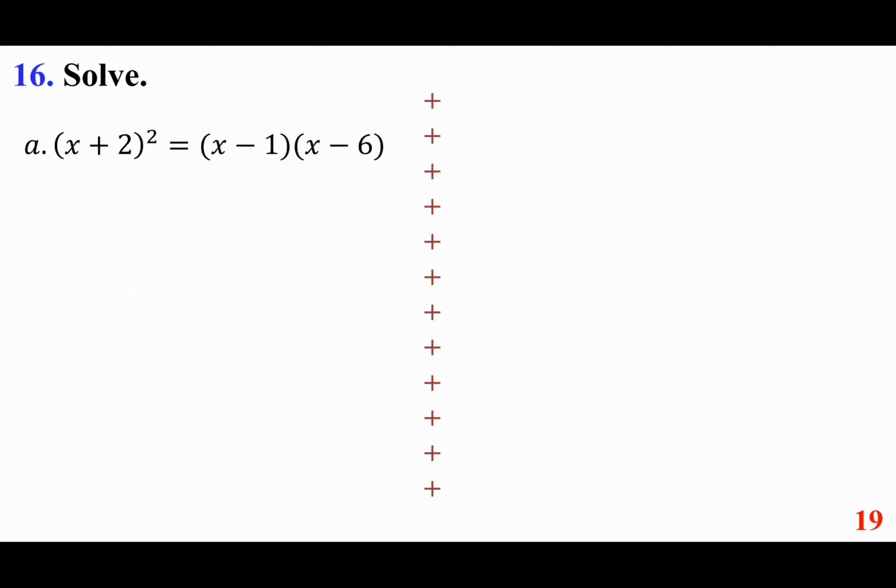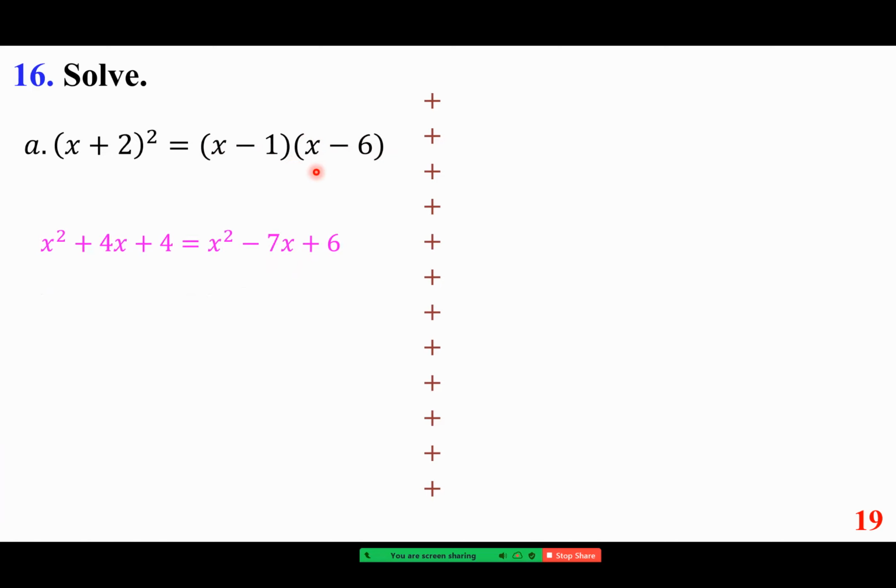All right, we want to solve this. First, let's square the left side. We get x squared plus 4x plus 4. And the right side, by now we should know, this is x squared, then minus 1 and minus 6, minus 7x, and then their product is positive 6. I'm assuming we can do this.